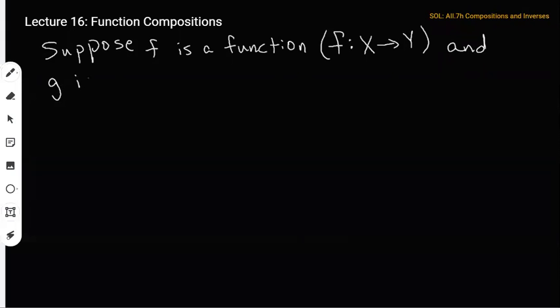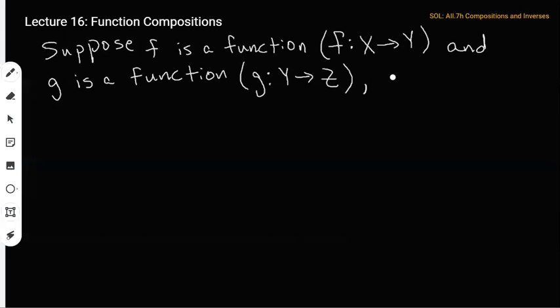And we're going to say g is also a function. G is going to be mapping y to z. Notice here that y is the domain and z is going to be the range. So we're always mapping the domain to the range.